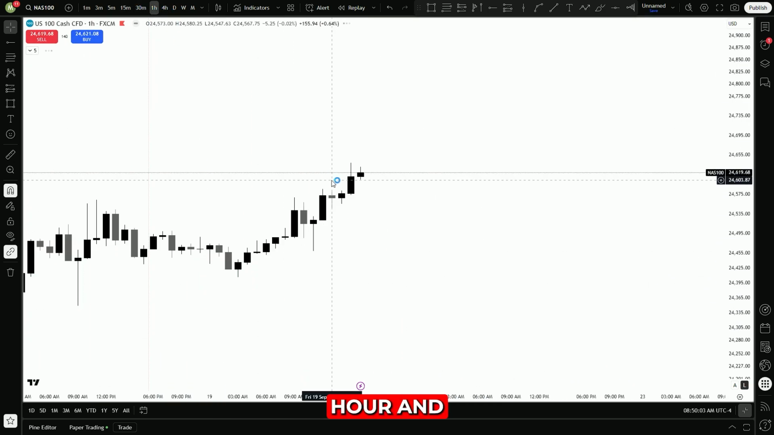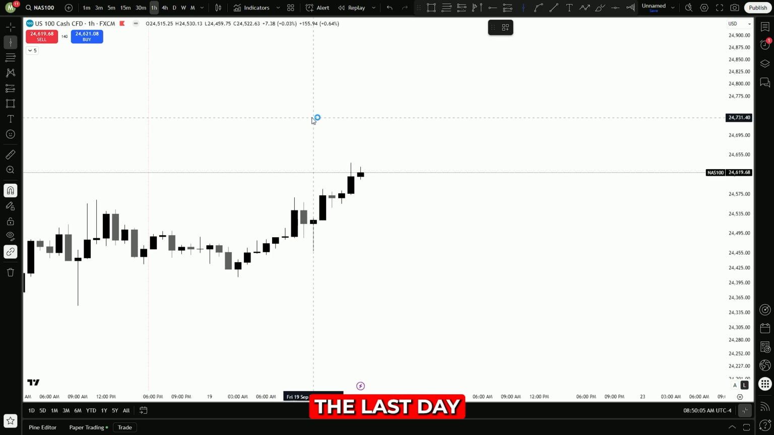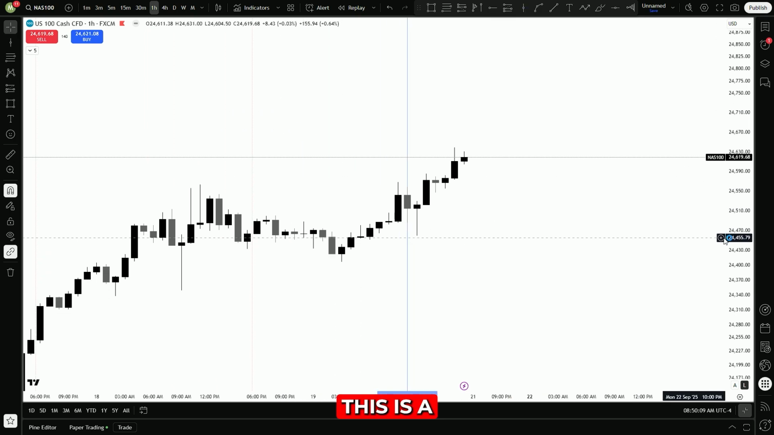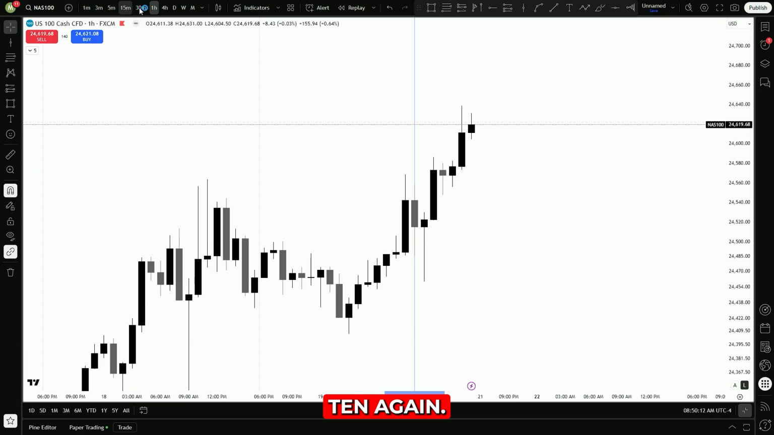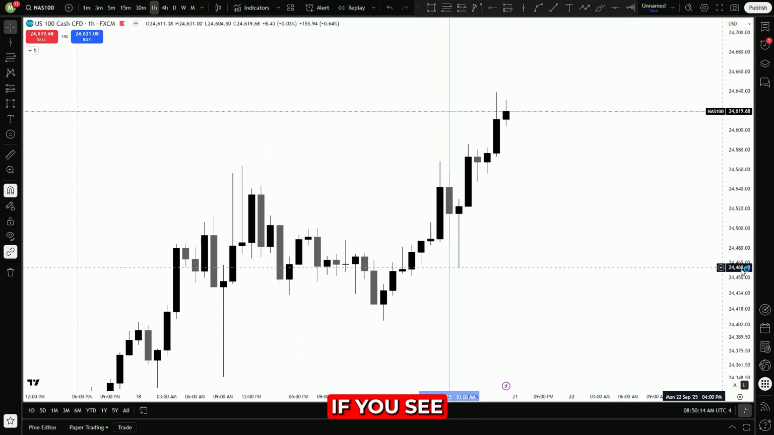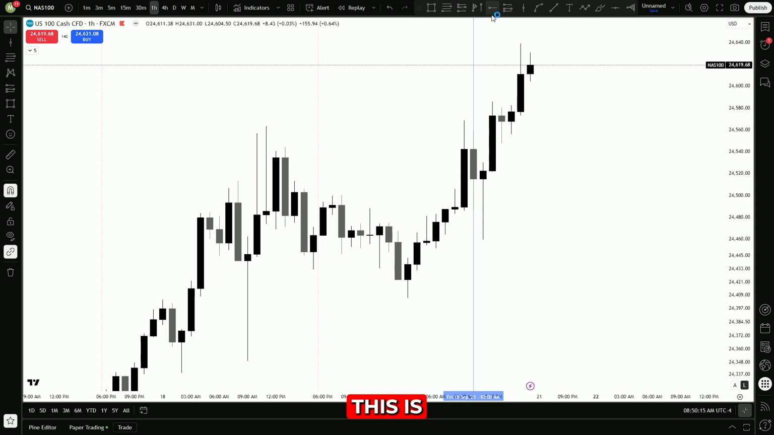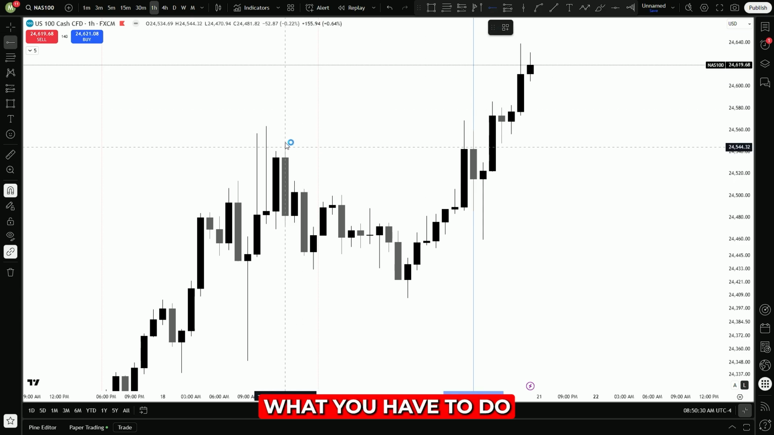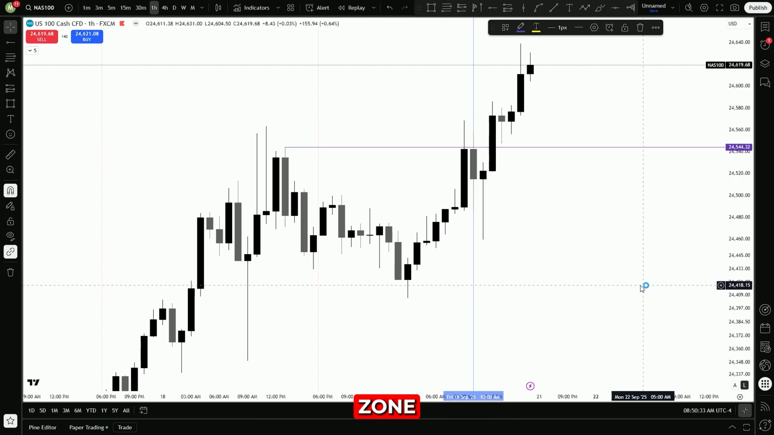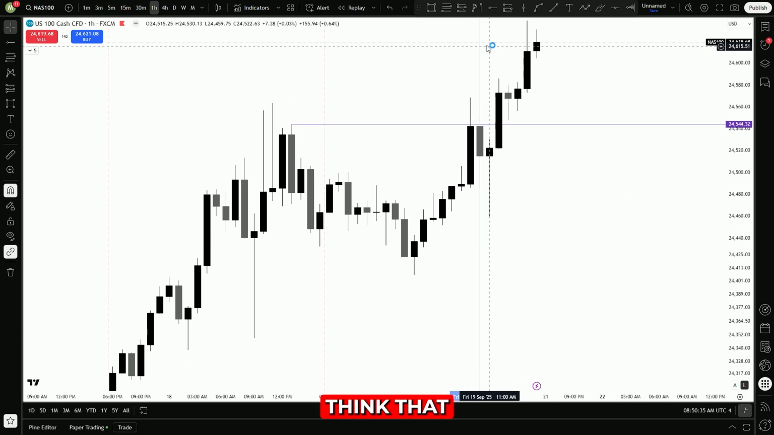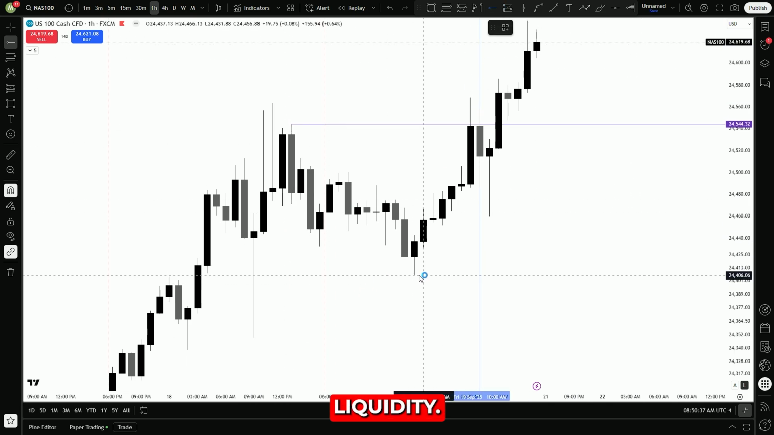On 1 hour, let's mark the last day 10 a.m. candle. So yep, this is the 10 a.m. candle. Now if you see the recent day, this is how I actually find the bias, because I only trade the 10 a.m. open or 9:30 open. So this is how I found my bias. What you have to do, this is your nearest draw on liquidity. First of all, take that. This is your other liquidity.